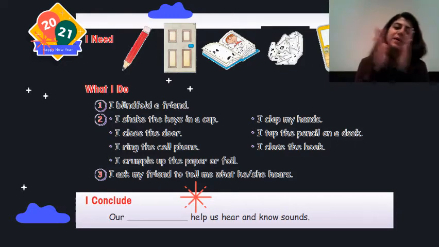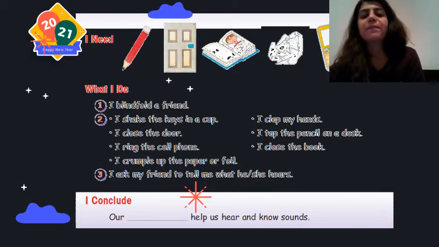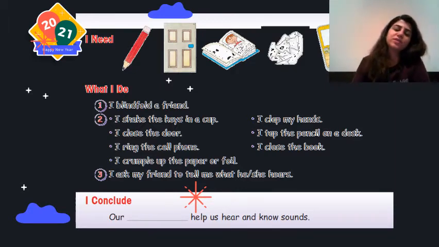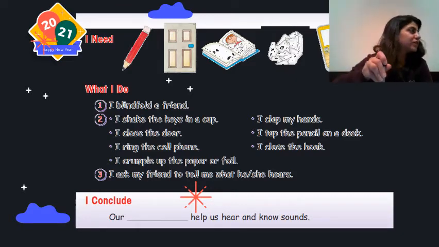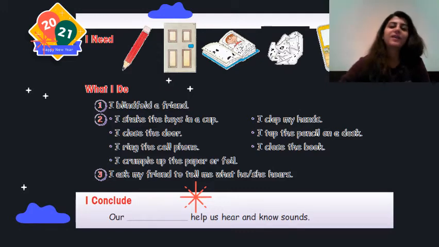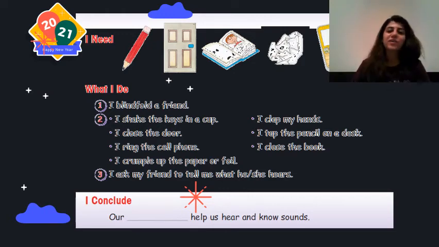I clap my hands. Can you hear the clap of my hands? Yes. I tap the pencil on a desk. I don't have a desk here, so I'm gonna tap the pencil on a book. Can you hear the tapping? Yes. Okay, I'm gonna close the book. Did you hear? Yes. So my friend is using her ears to hear different sounds, right?